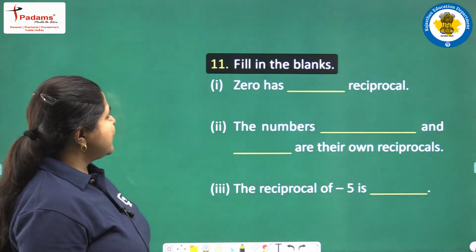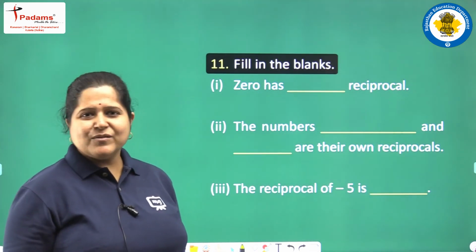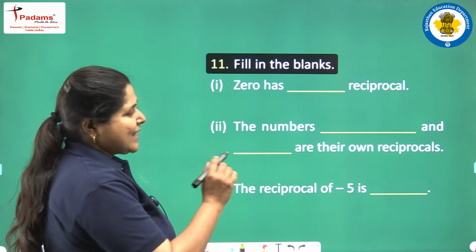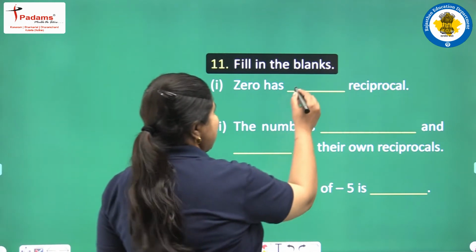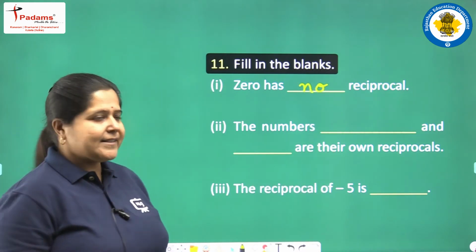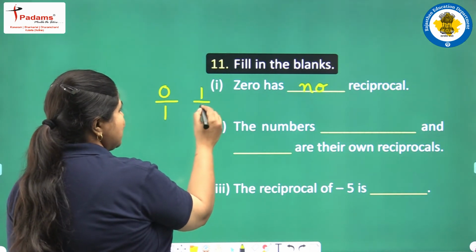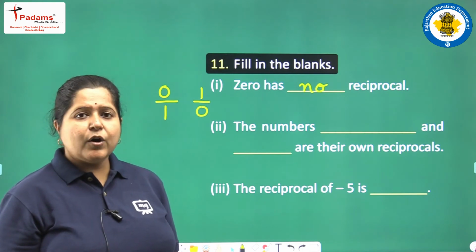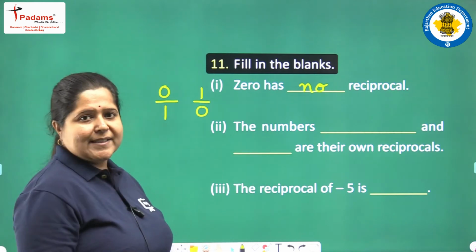Next we move on to question number 11. You will have to fill in the blanks. Filling up the blanks is very interesting. I also like such type of questions. 0 has dash reciprocal. Just now we studied 0 has no reciprocal, because if we take the reciprocal of 0, it is 0 upon 1. On taking the reciprocal, it is 1 upon 0, and 1 by 0 is not defined because the denominator cannot be 0. So 0 has no reciprocal.